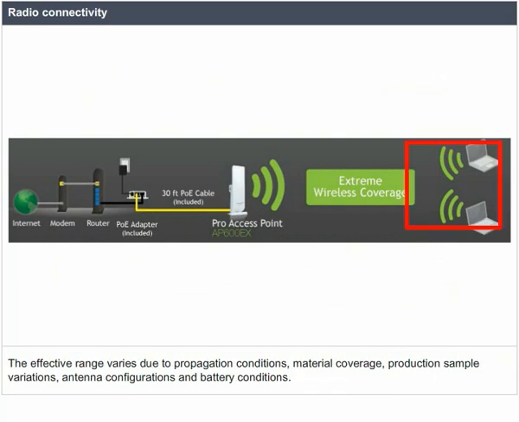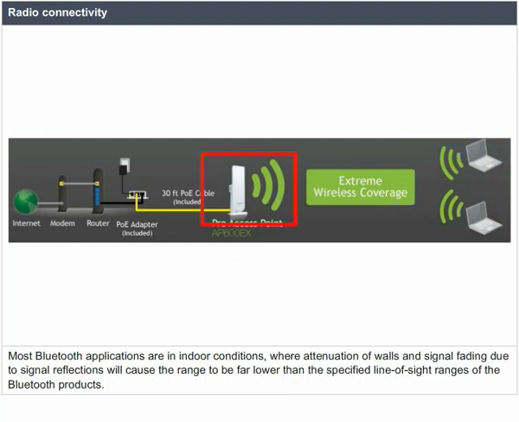The effective range varies due to propagation conditions, material coverage, production sample variations, antenna configurations, and battery conditions. Most Bluetooth applications are indoors, where attenuation of walls and signal fading due to signal reflections will cause the range to be far lower than the specified line of sight ranges of the Bluetooth products.